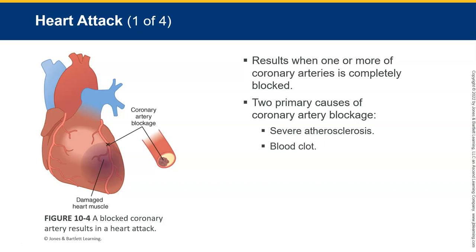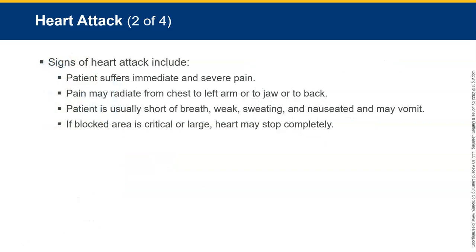So 2 primary causes of coronary artery blockage. One is severe atherosclerosis, and the other is a blood clot from somewhere else in the circulatory system that breaks free and becomes lodged in the artery. So it's already becoming narrowed, and then you get a little clot that gets thrown, and it comes in and just completely shuts the thing down.